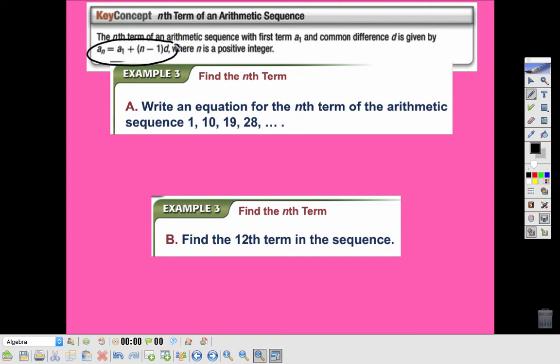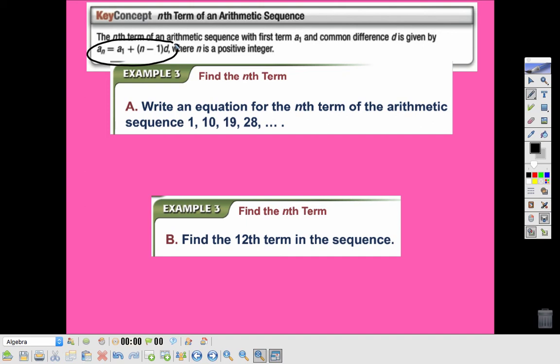So, this formula, the nth term of an arithmetic sequence. The nth term means any term that you want to find. So you could find the 100th term, the 250th term. If we had to write that all out, would that kind of suck? To write up the 250th term. So we're going to learn a way to find the 250th term with a formula.